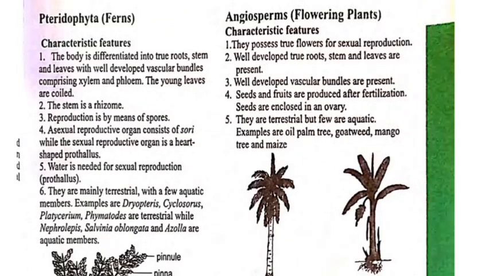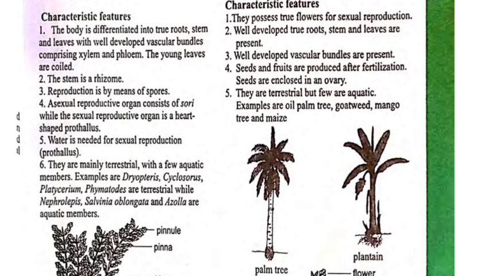Number 2, the stem is a rhizome. Reproduction is by means of spores. Asexual reproduction consists of sori, while the sexual reproductive organ is a heart-shaped prothallus. Water is needed for sexual reproduction. They are mainly terrestrial with a few aquatic members. Examples are Dryopteris, Cyclosorus. We have a lot of them. Just go through that. Let me just call them out. We have Platycerium, we have Phymatodes. Phymatodes is terrestrial, while Nephrolepis, Salvinia oblongata, and Azolla are aquatic members.